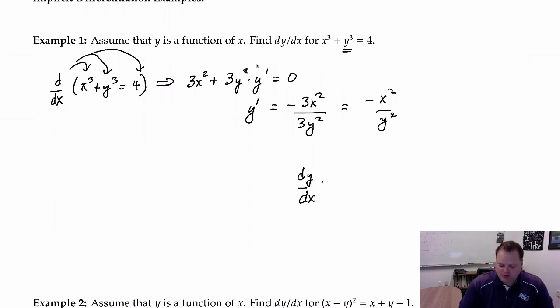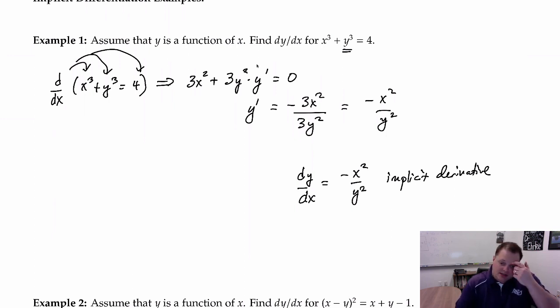The best we're going to be able to do is say that the answer is negative x squared over y squared, and this is an implicit derivative. The derivative isn't just in terms of x or just in terms of y, it's in terms of both, which means at each point along the curve, you have to evaluate the x and y coordinate at that point to tell me what the derivative is.